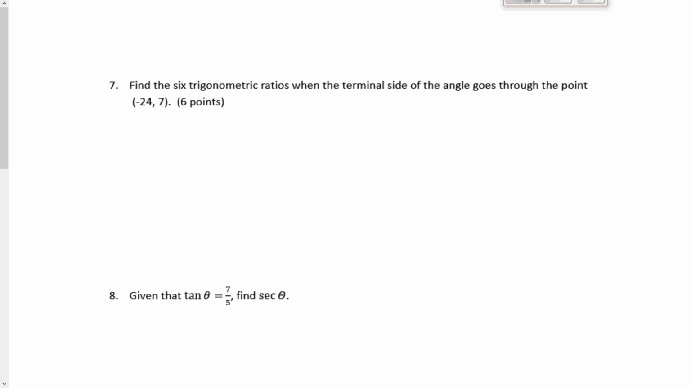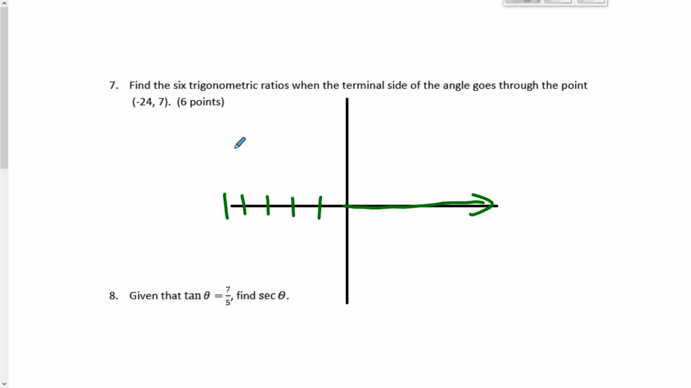Okay, now we're going to find the 6 trig function ratios of the terminal side of an angle that goes through the point (-24, 7). So we're on a graph. We have our initial side, and it's opening up and going through this point (-24, 7). So I could graph this maybe 5, 10, 15, 20, 25. So this is 5, this is negative 5, this is 10, this is negative 10. Let you know what I'm counting by, right?